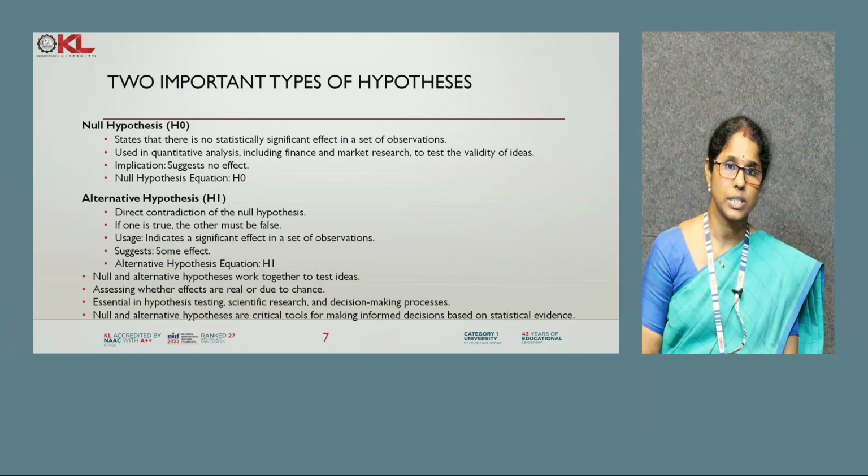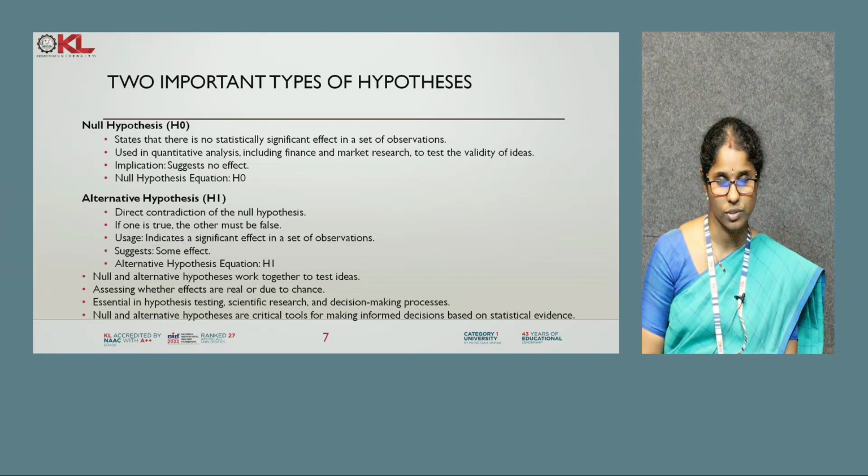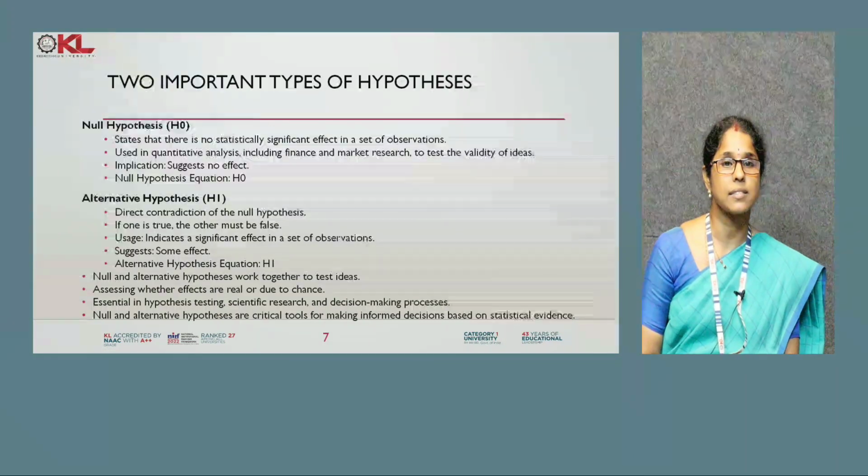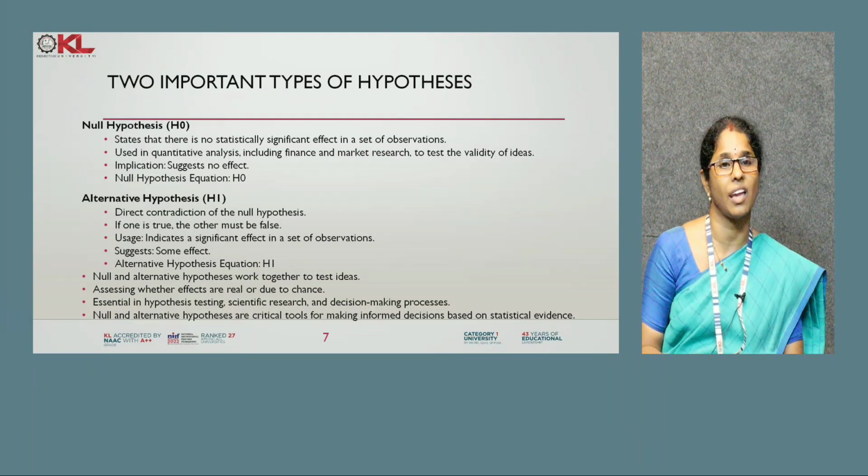There are two important types of hypothesis, that is null hypothesis and alternative hypothesis. When we come to the null hypothesis, it states that there is no statistically significant effect in a set of observations. That means once some assumption is made, the assumption is not making any difference to the observation. That means it is almost accurate. In such case, it is called a null hypothesis.